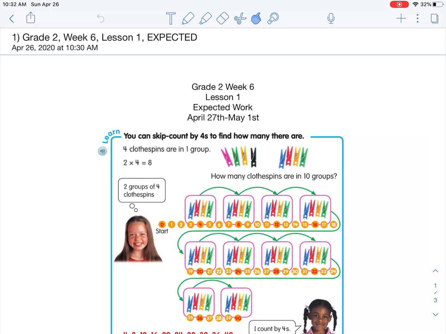Hello 2G. We are going to go over the lesson 1 expected work pages for week 6. If you have not done them, then we can do them together. If you have done them, it can just be a review for what you have already done.